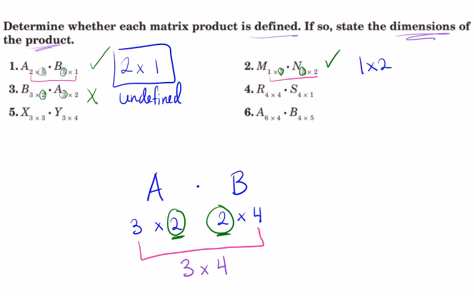Number 4, columns of the first, rows of the second. Take the outer values, and those become our dimensions. Oops, sorry, I don't know why I put 2. In this case, it's a 4 by 1. Sorry about that. All right, so then I'll do number 5 and I'll let you do number 6. Number 5, we have a match, and our resulting matrix is going to be a 3 by 4. So try out number 6.